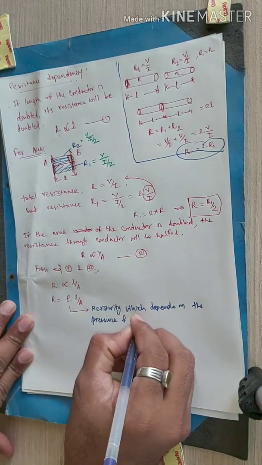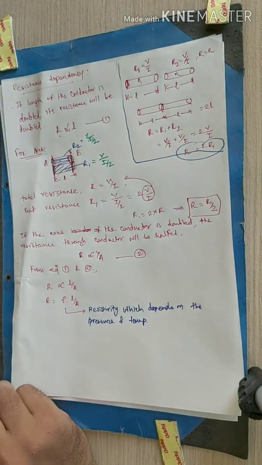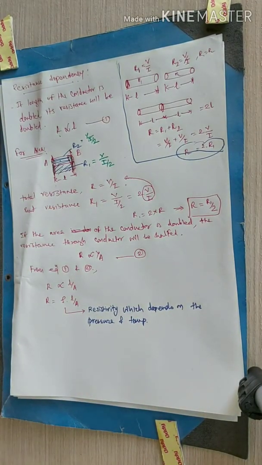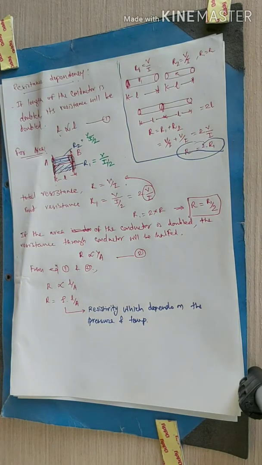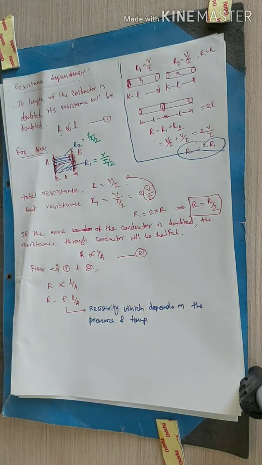Now as per Ohm's law, we have the equation V is equal to I into R, but the resistivity is a new term. R is the resistance, rho is the resistivity, and that resistivity depends on pressure and temperature. As the temperature is increased, the length will increase, and that will increase the resistance. In the same way, when pressure is applied, the area is reduced, so the resistance will increase. So that is the effect of pressure and temperature.